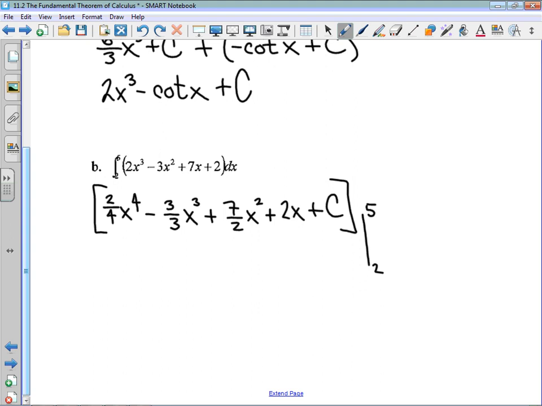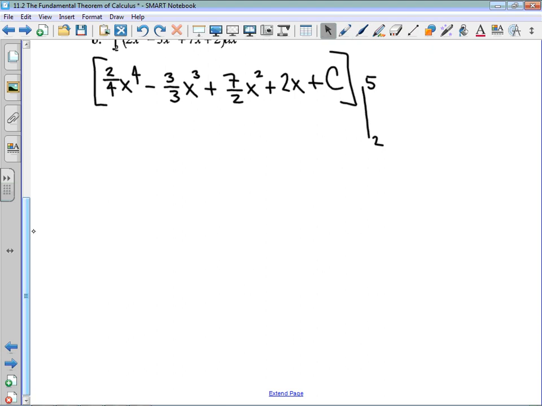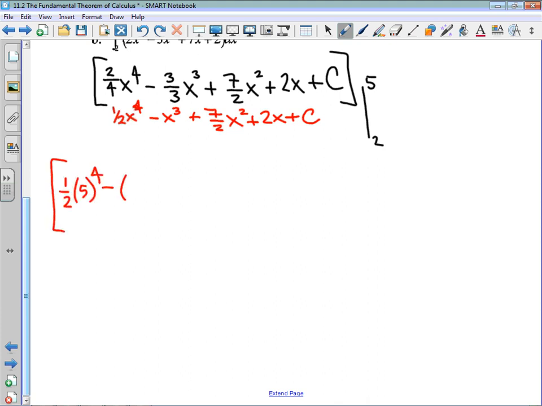So my next step, and I'm going to do one thing before I do the next step, I'm just going to clean this up underneath it. I'll write it in red here, that I am going to use 1/2 x to the power of 4 minus x cubed plus, not much we can do there, 7 over 2 x squared plus 2x plus a constant. And so what I'm going to do is evaluate that function at 5. So that's 1/2 times 5 to the power of 4 minus 5 cubed plus 7 over 2 times 5 squared plus 2 times 5, a bit of a mouthful for sure, plus a constant, then minus, and I'm going to evaluate the same function at 2.